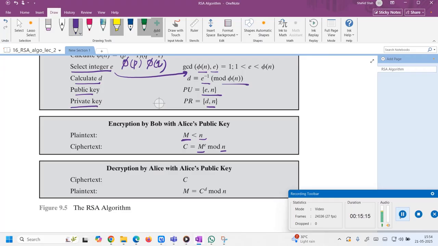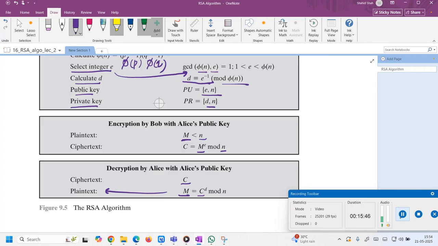Now decryption, by using the private key. You have ciphertext C, take C to the power D. By virtue of the property, the way you chose D, D and E are multiplicative inverses. Hence, when you do C to the power D, it basically becomes M to the power ED modulo n, that is back M, you get the plain text.